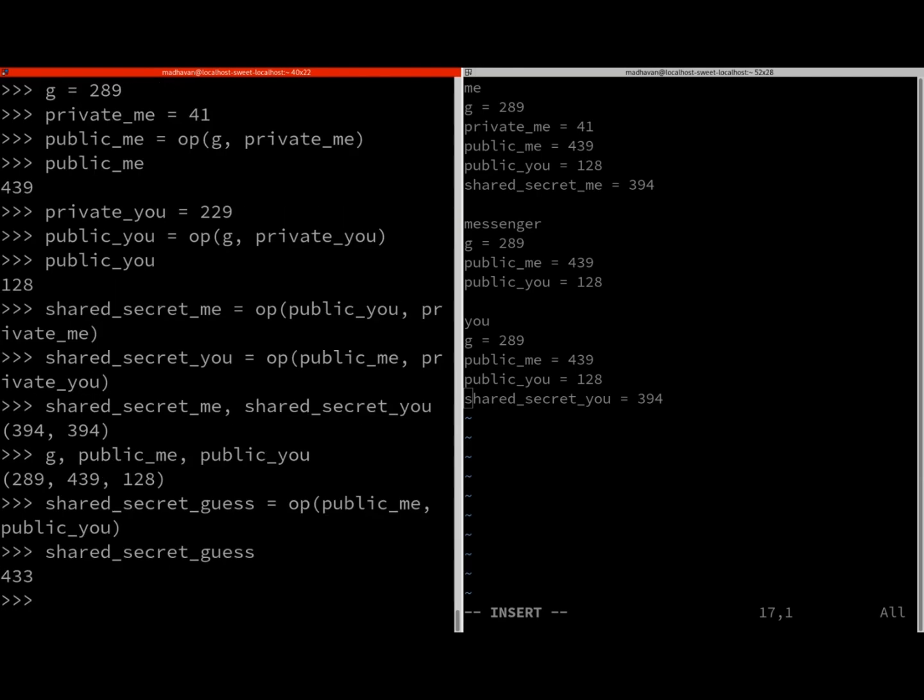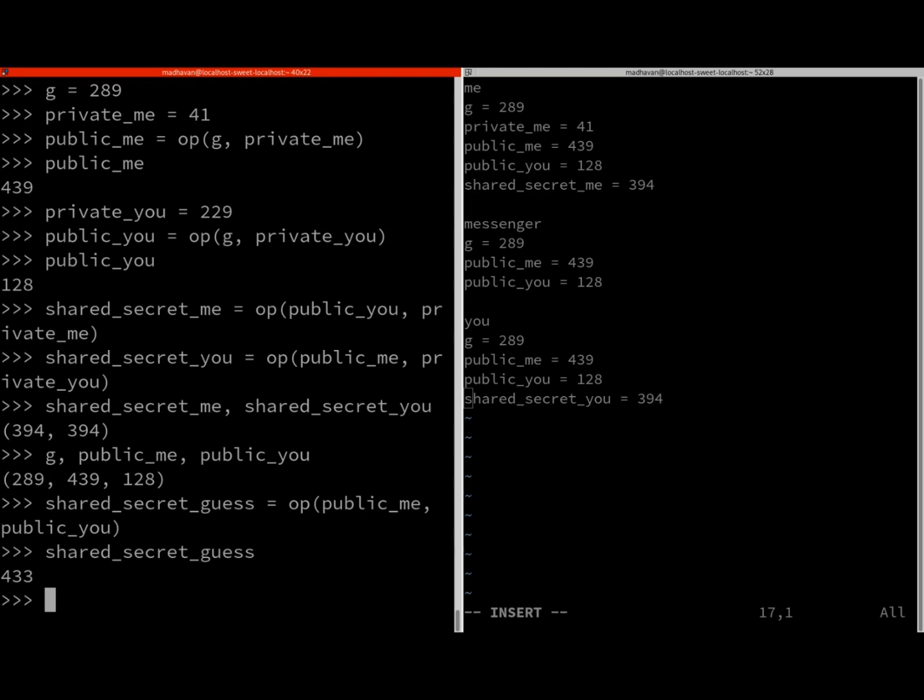So if the messenger tries to mix the public keys that I sent to you and the one that you sent to me and just mixes that together, as we noticed in the colors example, we would get a slightly different result. In the colors example, we saw that the color that the messenger would end up with is a slightly more yellow version of the secret key that was shared. And in this case, you can see that the number that the messenger can generate is only the number 433, which is not equal to the actual shared secret, which is 394.